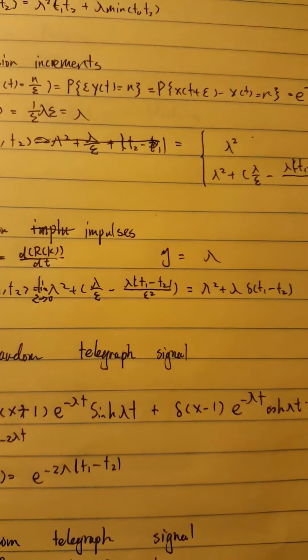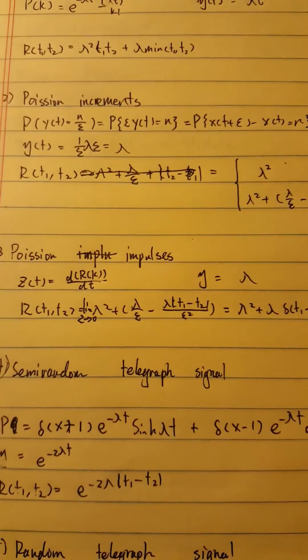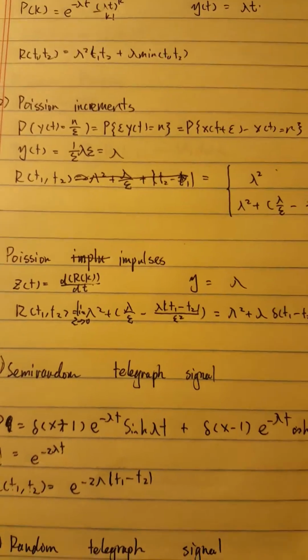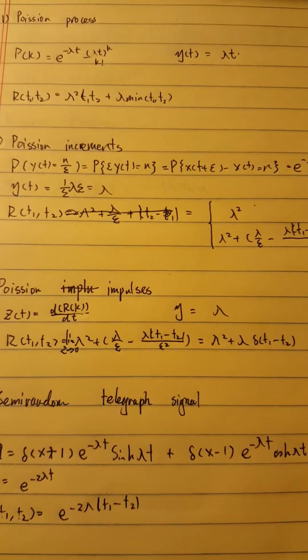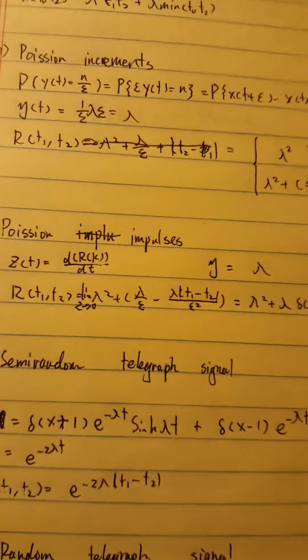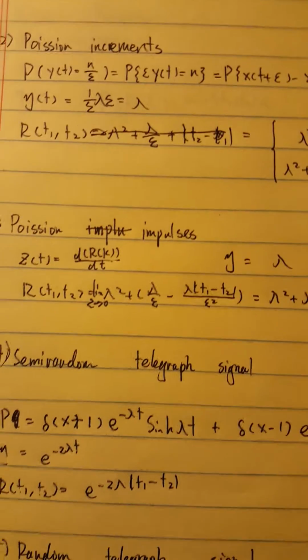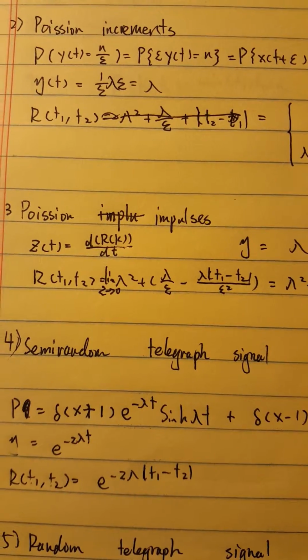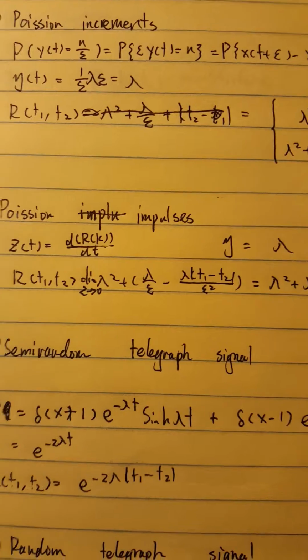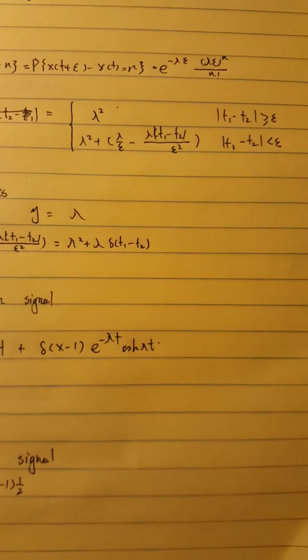Also, the autocorrelation function is very similar to the Poisson process. Well, we need to calculate the overlap, and whether t1 minus t2 is bigger than sigma or smaller than sigma, and finally the answer looks like this.